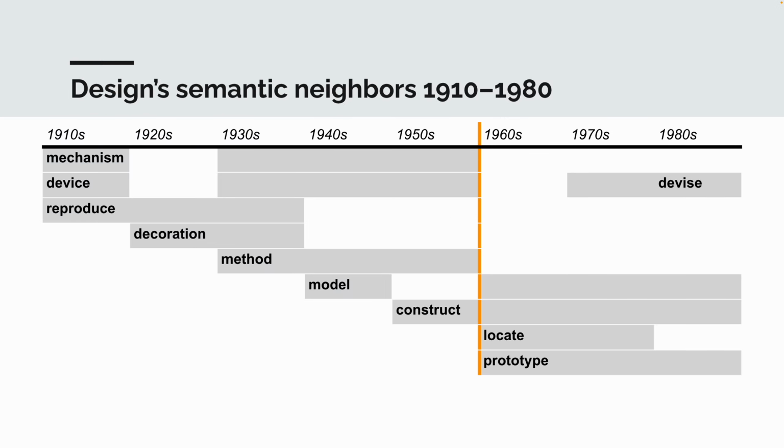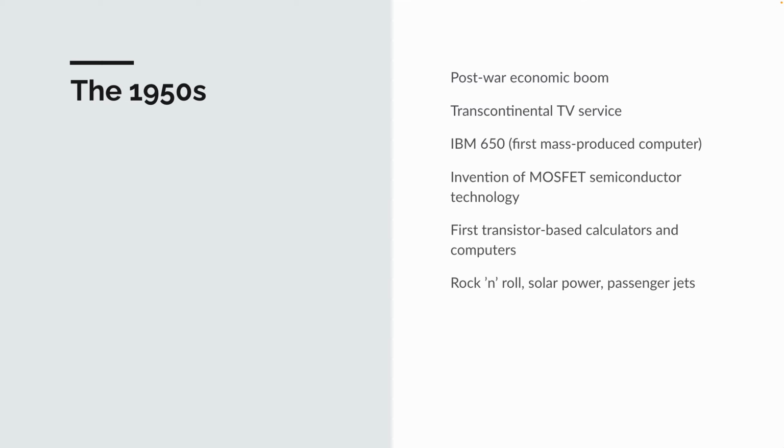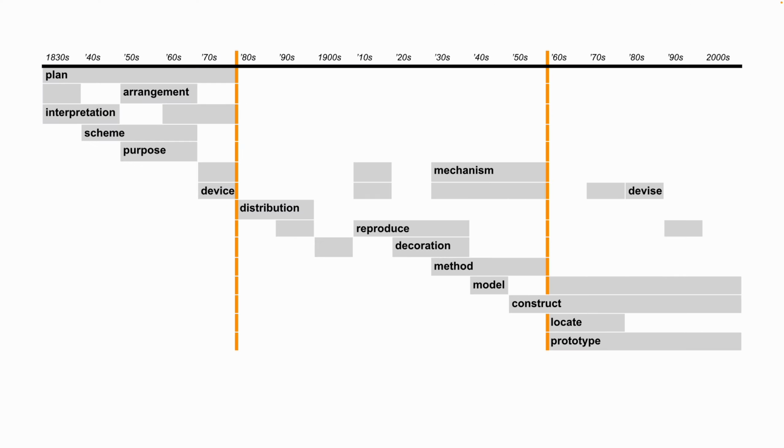Further on down the line, there's a similar thing that happens in the mid-20th century. Another kind of break in the words that are similar to design. And if you look at history in the mid-20th century, you see a similar pattern. There's a post-war economic boom. There's a ton of invention happening, the creation of transistors and new computers and the mass production of computers for the first time.